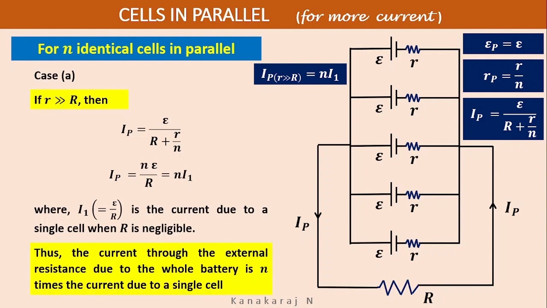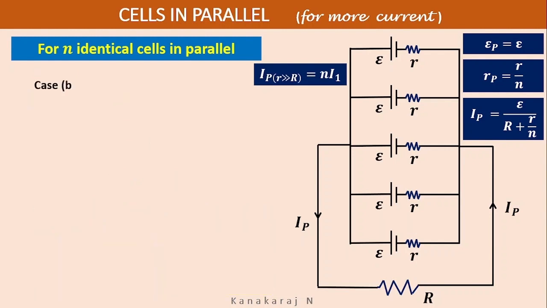Let us highlight the point. Case B. If r, the internal resistance, is much less than the external resistance, then Ip equals epsilon divided by R plus small r by n. Here the small r term gets neglected, then we get Ip equals epsilon by R equals current due to a single cell I1.